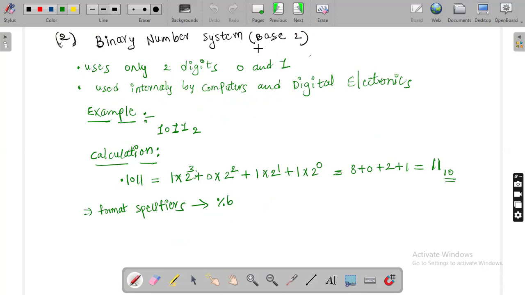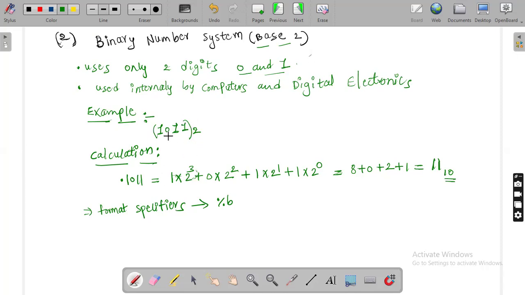Binary number system. The binary number system base is 2. It uses only 2 digits, that is 0 and 1. Next, it is used internally by computers and digital electronics. You already know the machine language is zeros and ones. So it is used internally by computers. And as an example, how to represent binary: 1011 to the base 2. This is treated as a binary number.